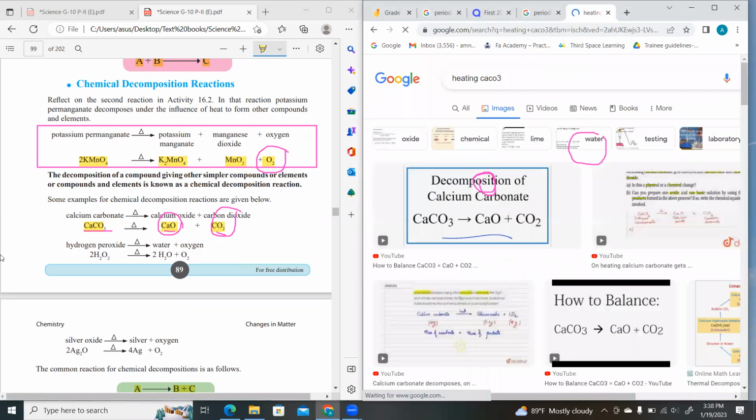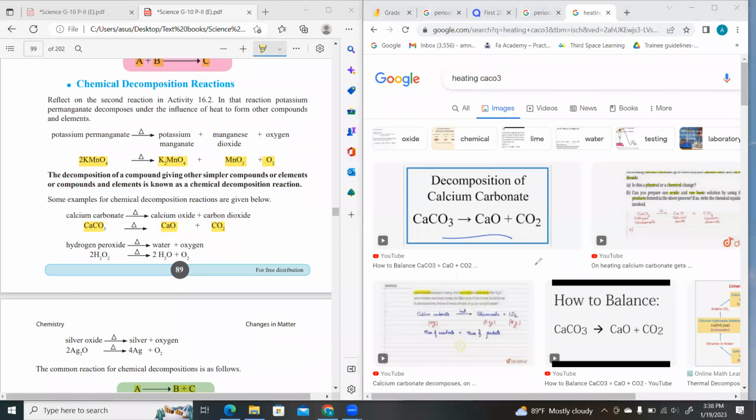Look at this. Heating calcium carbonate, they have just given the reaction. You can see calcium carbonate is a solid substance. Then when you heat it, it will become powdery. So that is calcium oxide, and you will see a gas is being released, which is carbon dioxide.